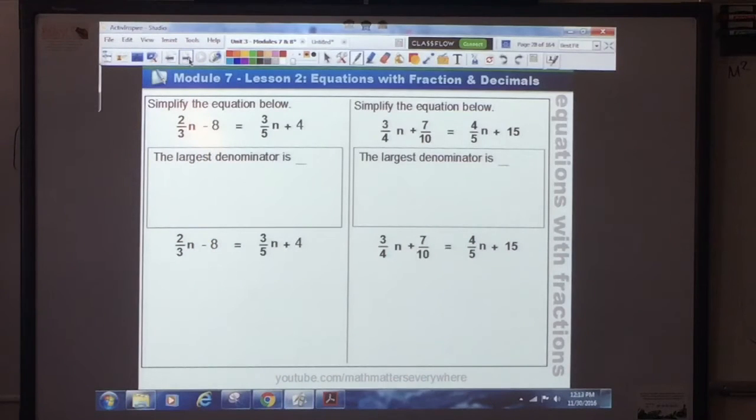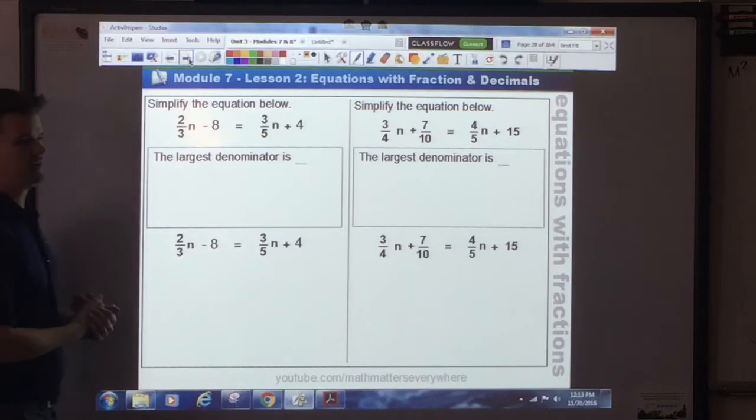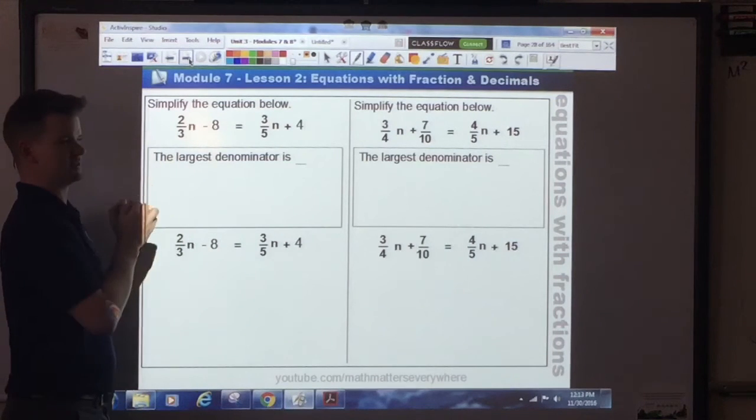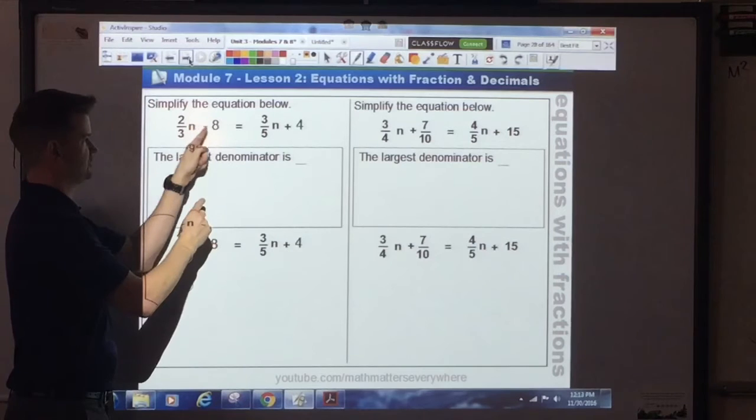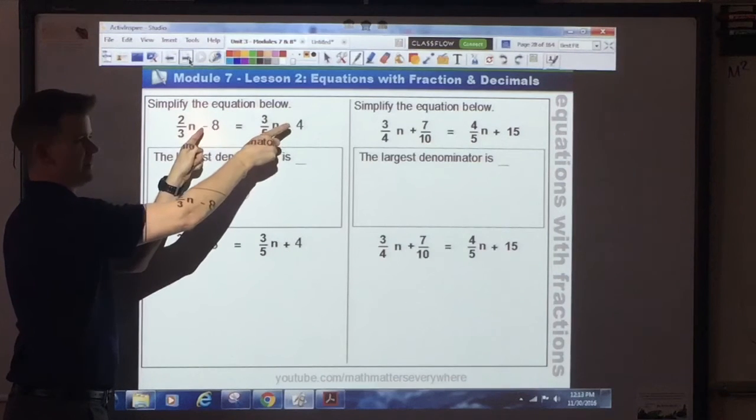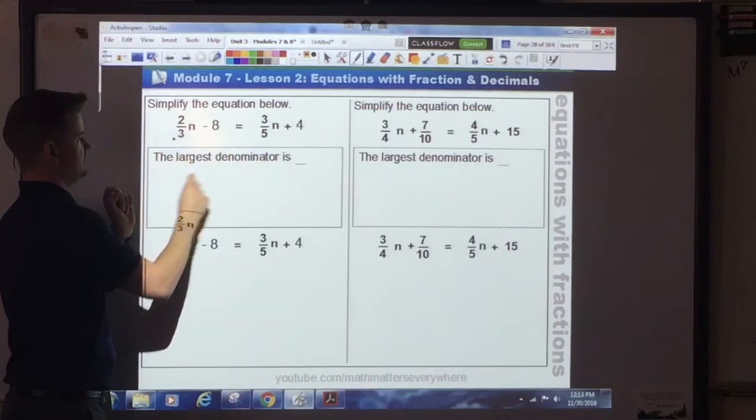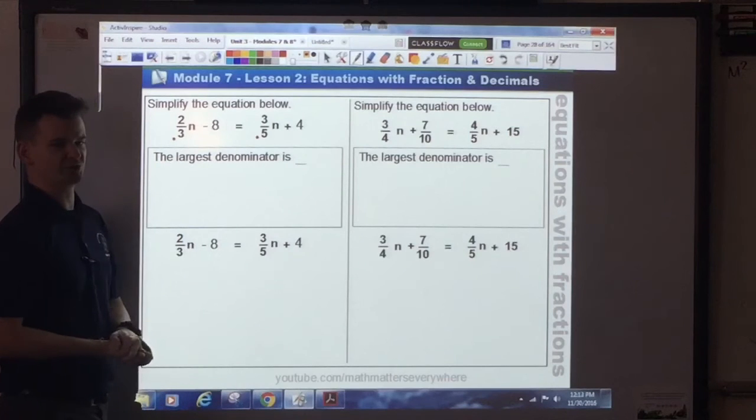All right. So we're going to do 2 more of these examples. All we're doing here is finding the LCM and getting rid of the fractions. So here we have 2 fractions. That means two denominators. We don't care about the -8. We don't care about the +4. We care about this denominator, this denominator. And you ask yourself a simple question.